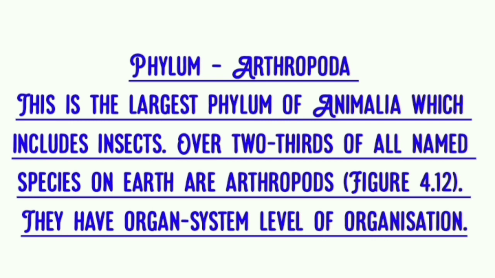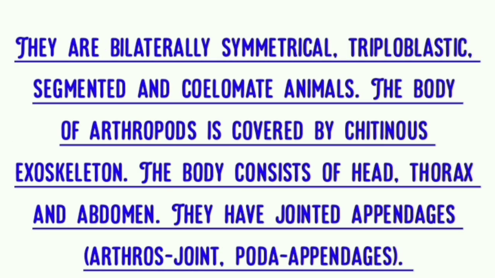They have organ system level of organization. They are bilaterally symmetrical, triploblastic, segmented and coelomate animals. The body of arthropods is covered by chitinous exoskeleton. The body consists of head, thorax and abdomen. They have jointed appendages: arthros, joint; poda, appendages.